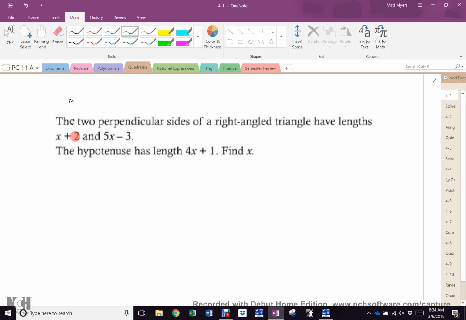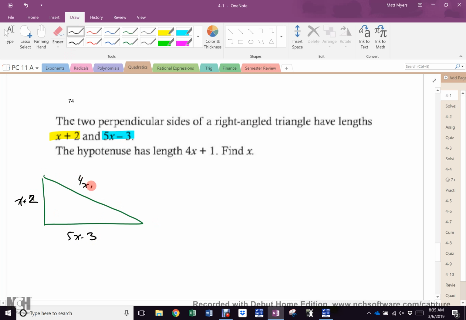So let's have a look at this. Of course you know what a right angle triangle looks like. It looks like this. Which of those sides is the shorter one? Because you want your drawing to look like something you can work with. x plus 2 is probably going to be the shorter one, yes? So here we're going to have x plus 2. What's going here? 5x minus 3. And what's going on the hypotenuse? 4x plus 1. This is a right angle triangle. I want to know what x is.